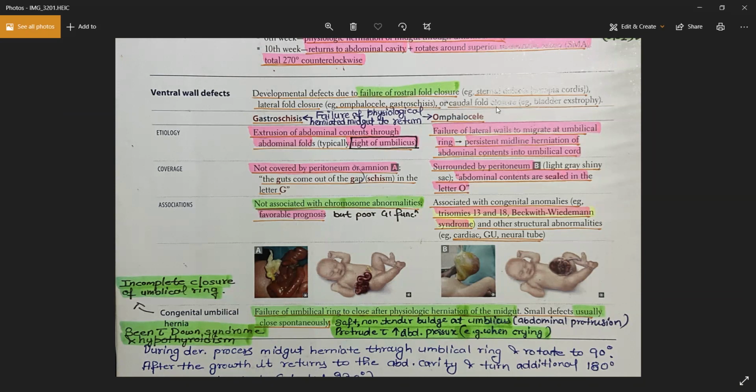When a caudal fold closure defect occurs, it can lead to bladder exstrophy, in which your bladder is visible from the outside, because the wall around this bladder is absent. So you get bladder exstrophy in case of a caudal fold closure. In case of a lateral fold closure, you can have omphalocele or gastroschisis. In case of a rostral fold closure, which is towards the head, you can have external defects like ectopia cordis. Is that okay?